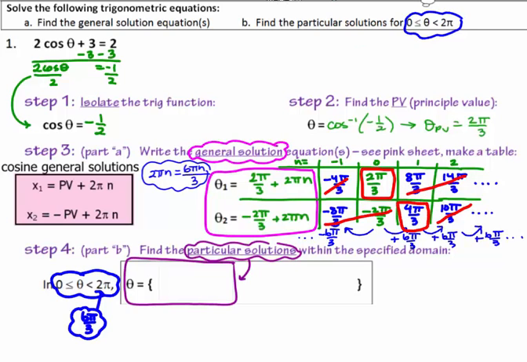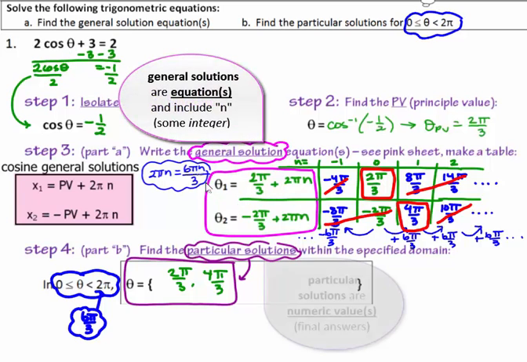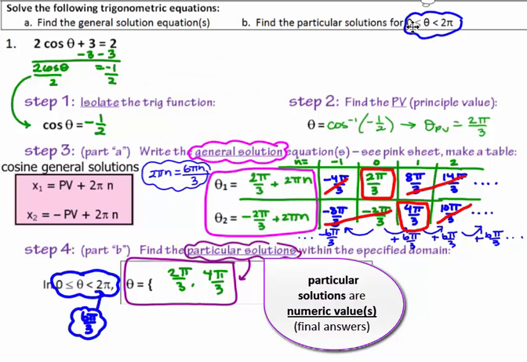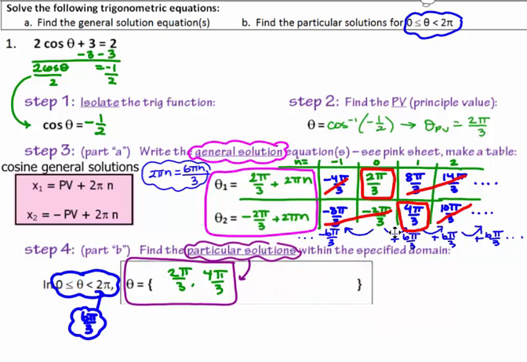So when you write your particular solutions, you can't just box them inside the table. You're just going to rewrite them, and usually we'll use our set notation. So we're going to say, okay, our particular solutions, our theta is 2 pi over 3 and 4 pi over 3. All right, so now you have found the general solution equations, our theta 1 and theta 2 here, for our trig equation. And then we found all of the possible particular solutions, the final answers, for the values that lie between 0 and 2 pi. You can see here from the table that there are infinitely many actual particular solutions, so that's why we have to restrict the domain and only find a select few.